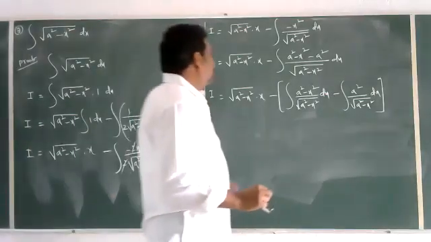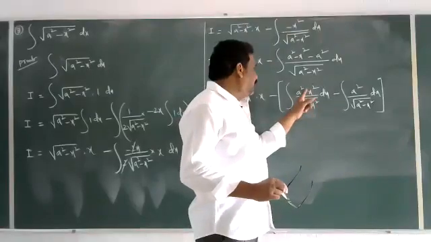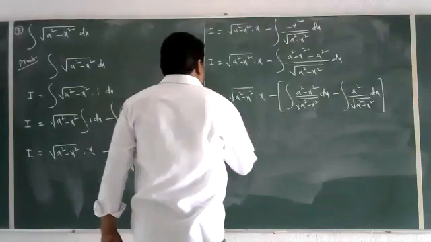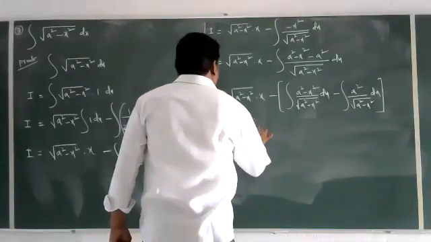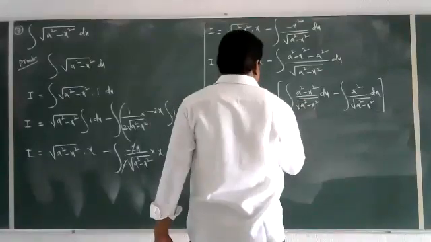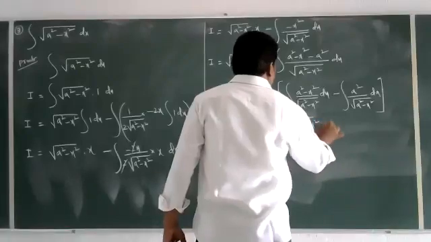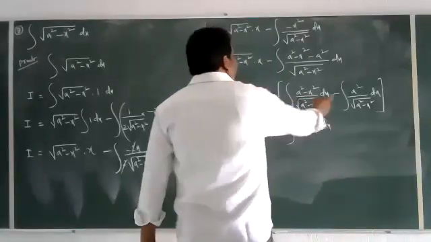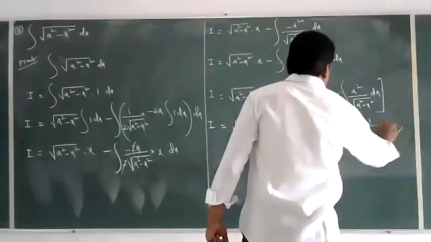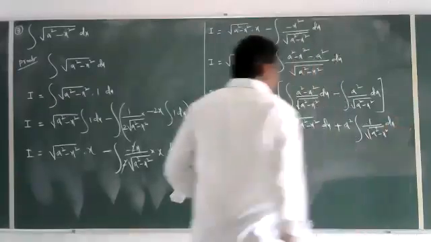Here x by root x is root x. That is, I is equal to root of a square minus x square into x, multiplying the minus inside the bracket, minus integral root of a square minus x square dx, minus of minus plus a square, which is a constant, a square into integral 1 by root of a square minus x square dx.